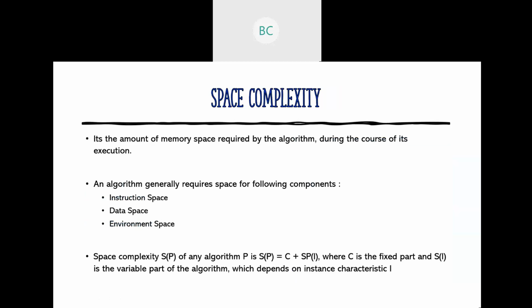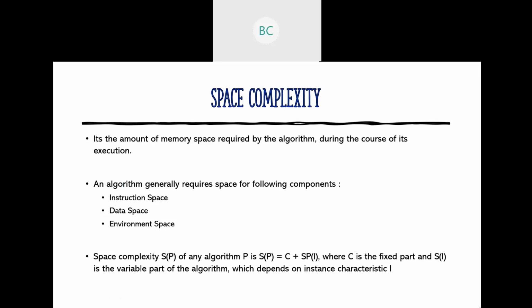Now let's come to space complexity. You already know it's just the amount of memory space required by the algorithm during the course of its execution. It requires certain components: instruction space, data space, and environment space. Anyone want to guess what these are? Instruction space means the space required to store the executable version of your program.